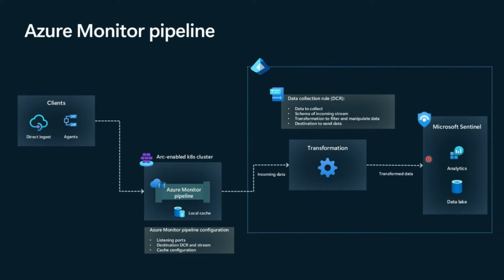This is then passed on to the cloud side, which is where the data collection rules come in. And this is something that we also covered previously in the slide, where this basically mentions the schema of the incoming stream. You can also perform any other transformations before ingesting into Log Analytics. And this also mentions a destination to send the data. And so this is entirely the data collection rule. And this basically sends all the transformed data into Microsoft Sentinel, which can be a Log Analytics workspace or a data lake.